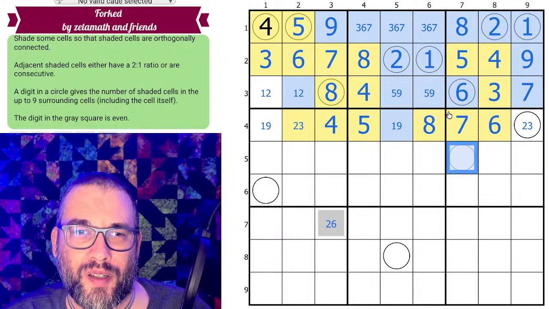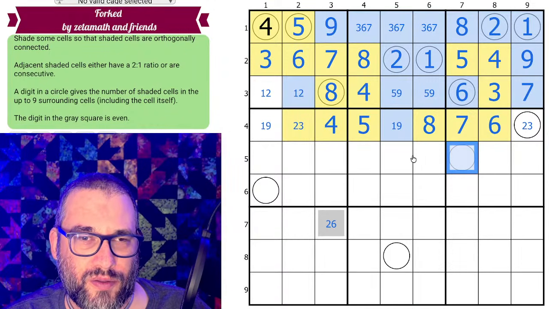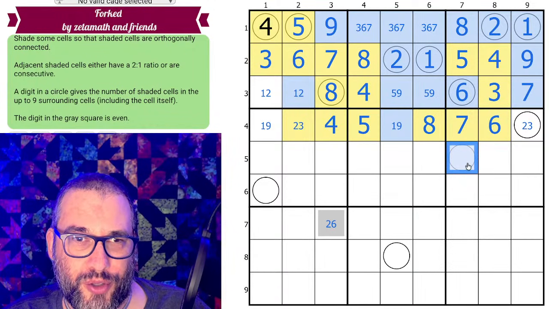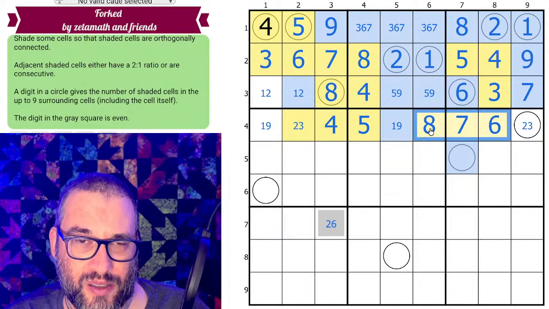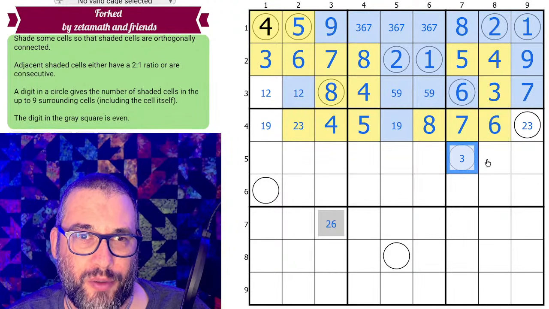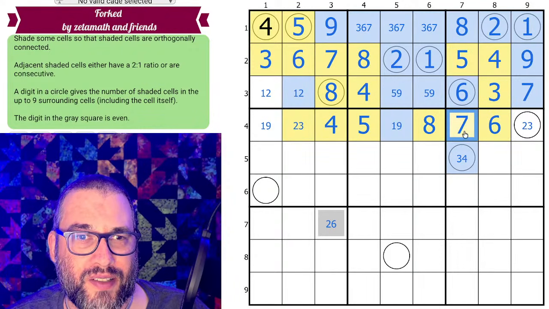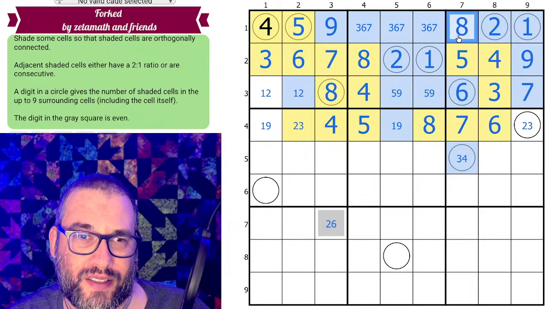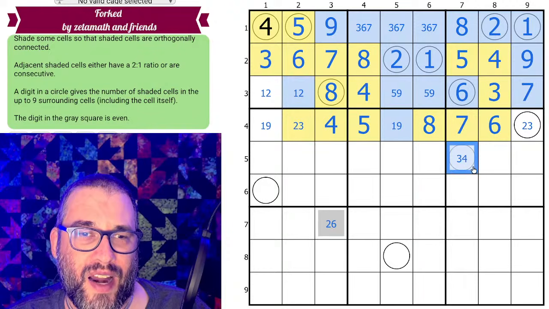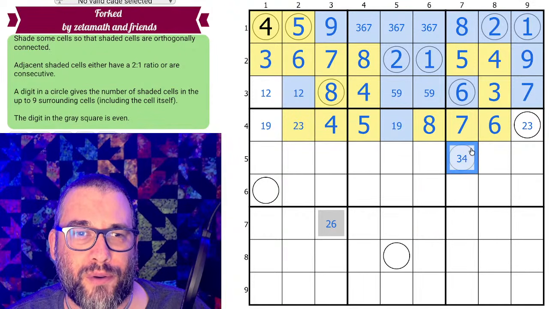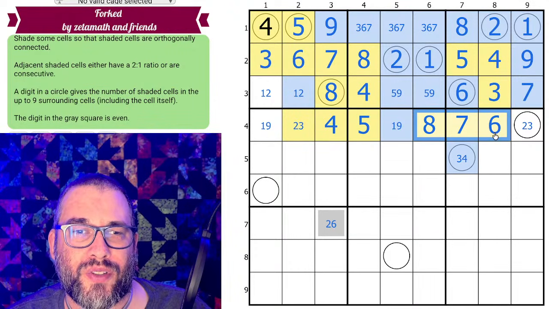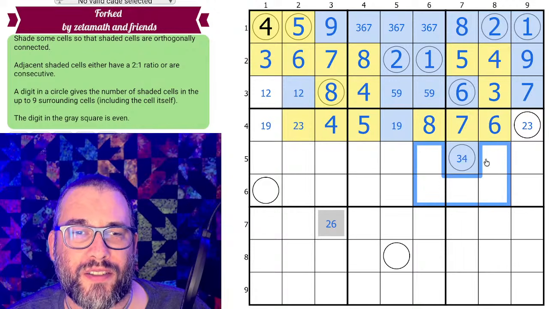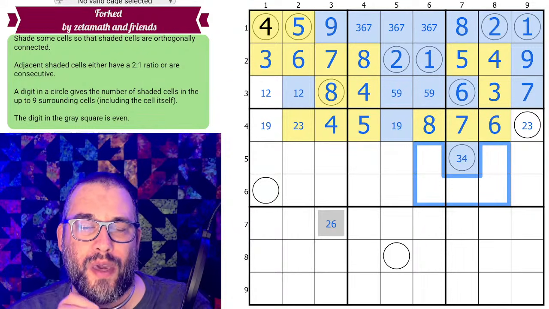1 and 2 are out by circle. This could be 3, could be 4. It sees 5, 6, 7, 8. And it can't be 9 by circle. So this is a 3 or a 4 only. So we get at most 1 shaded cell in all of those.